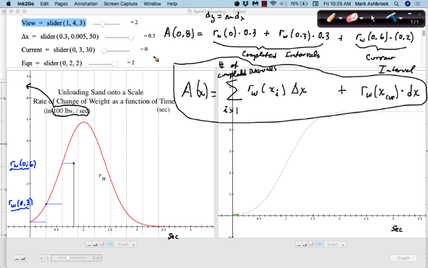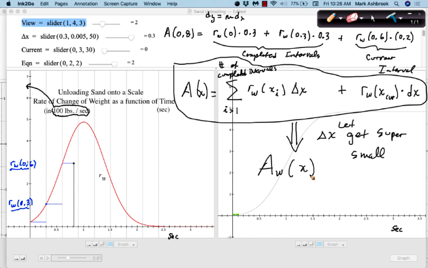And then what are we going to do? So that's our approximate rate function. Okay? And how do we get the exact rate function? What do we do? We're going to let delta x get super small. And that's going to give us what we call our A(x), which is the gray one that we sketched. If you let delta x get super small, then this also will give us the exact rate function when delta x is super small.